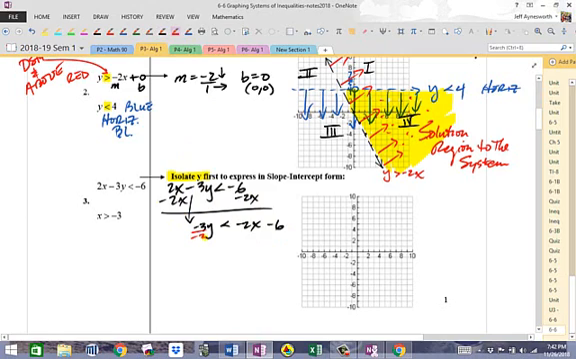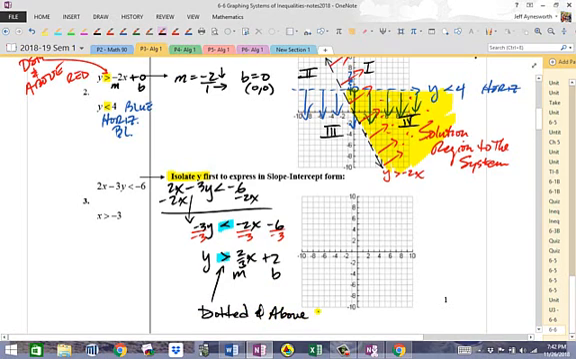Now keep in mind when you divide through by negative 3, you have to switch the inequality. I'm talking about this one here, from less than to greater than. Switch the inequality when you divide by a negative. So you get y greater than 2/3 x plus 2. So you can see the slope and the y-intercept right there. And know that it's going to be dotted and above.